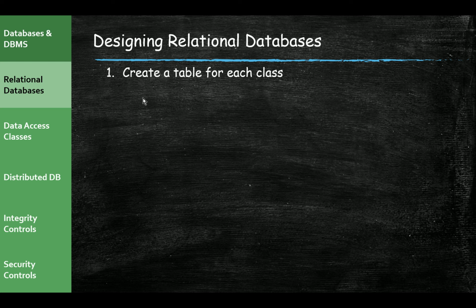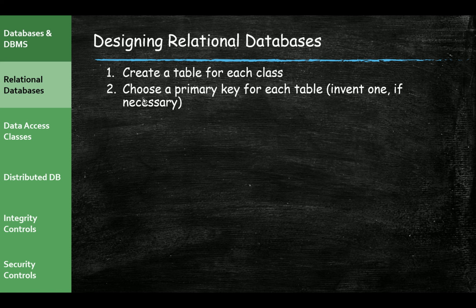So first, we create a table for each class from our domain model, our domain class diagram. And we're going to choose a primary key for each table. And if we don't have anything appropriate to use as a primary key, we have to invent one.